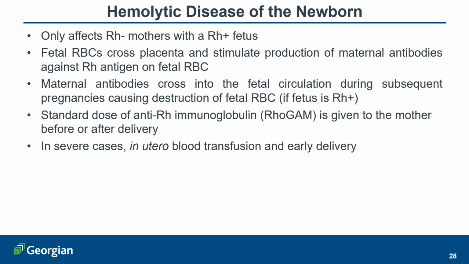Usually this is not a problem in the first pregnancy, but if the mother has a second fetus who's also Rho positive, that can pose a big problem because now the mother has antibodies against the Rho antigen, and those antibodies can cross the placenta and cause destruction and hemolysis of the fetal red blood cells, ultimately resulting in either stillbirth or severe birth defects that is typically not viable for the fetus itself.